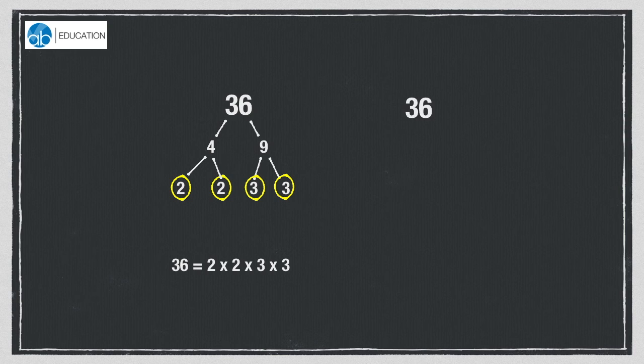But there's more than one way to split the 36. Look at this example. We know that 3 times 12 equals 36, so we can write 3 and 12. 3 is a prime number, so we'll put a ring around it. The number 12 is 2 times 6, so we can write 2 and 6. 2 is a prime number, so we'll put a ring around it. 6 is 2 times 3, so we write both of those. Both are primes, so we ring them.